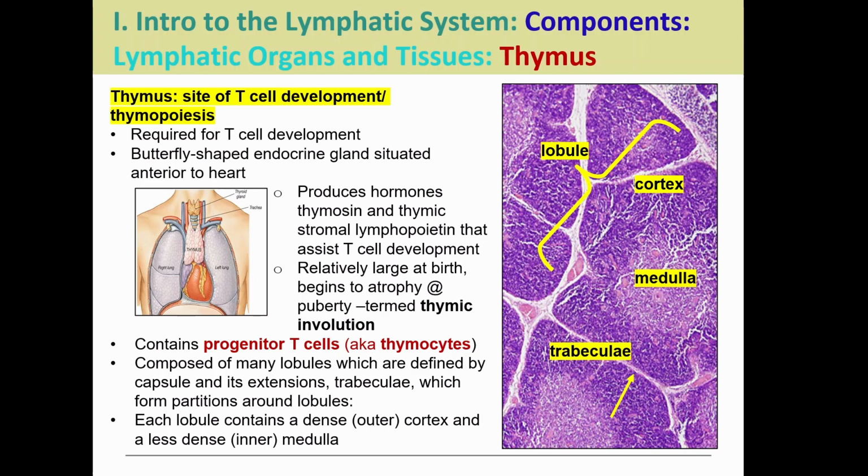It is not the thyroid. You may have heard the thyroid being described very similarly in terms of the butterfly-shaped gland. It is similar in that aspect, but it is lower. It is more inferior compared to the thyroid. And so the thymus is going to produce a couple of hormones like thymosin and thymic stromal lymphopoietin. This is going to help with T cell development.